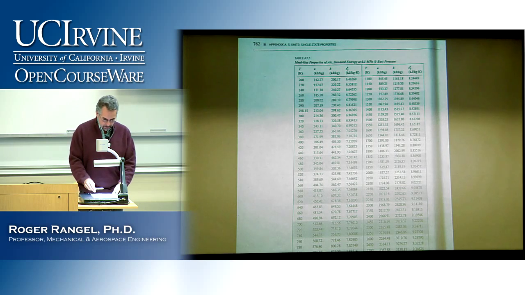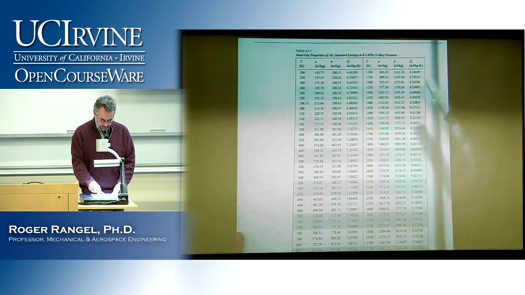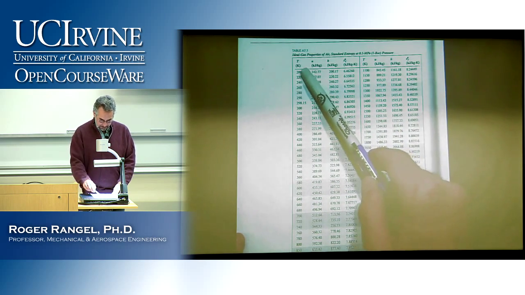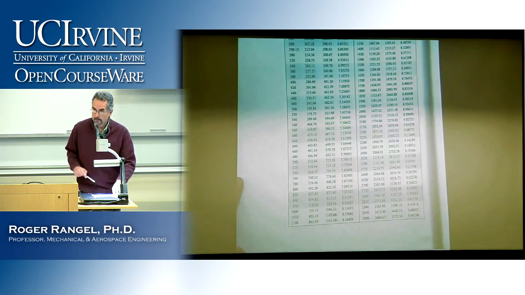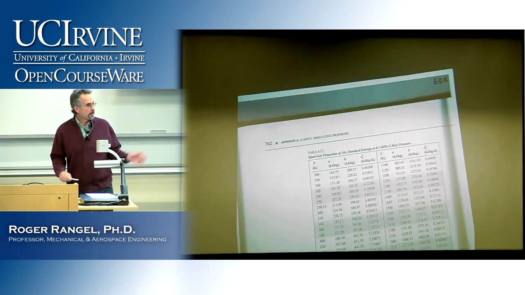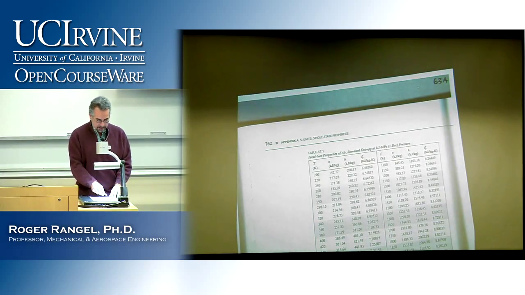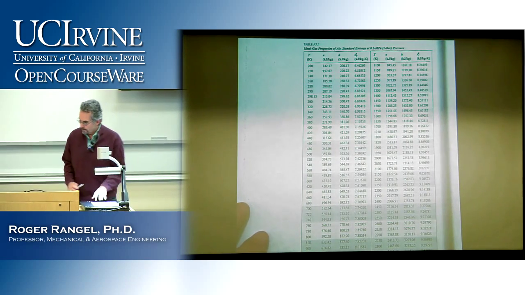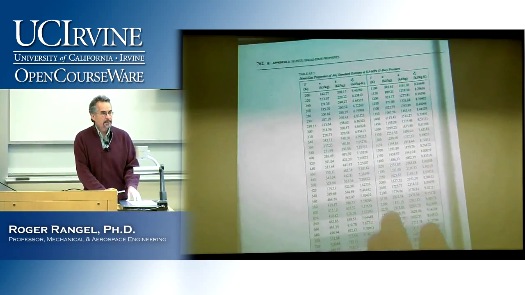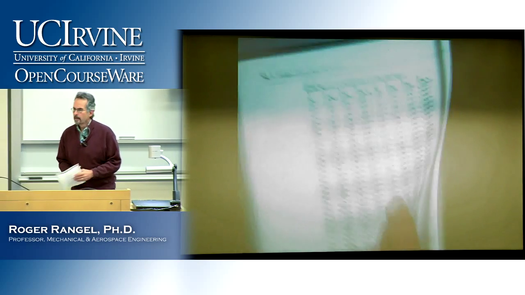The table goes, in this case, from 200 Kelvin and then continues here in the second half, and it goes all the way to 3,000 Kelvin. So over a very wide range of temperatures, this table would give you the internal energy and the enthalpy for air, if you assume that it is an ideal gas. All right? Any questions?